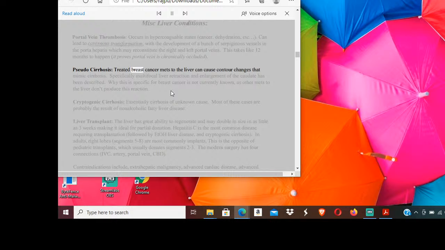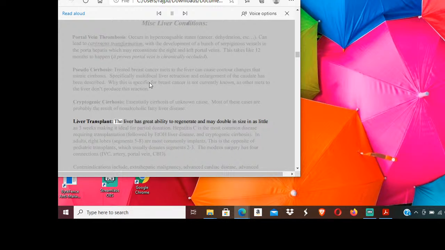Pseudocirrhosis. Treated breast cancer mets to the liver can cause contour changes that mimic cirrhosis. Specifically, multifocal liver retraction and enlargement of the caudate has been described. Why this is specific for breast cancer is not currently known, as other mets to the liver don't produce this reaction. Cryptogenic cirrhosis, essentially cirrhosis of unknown cause. Most of these cases are probably the result of non-alcoholic fatty liver disease.